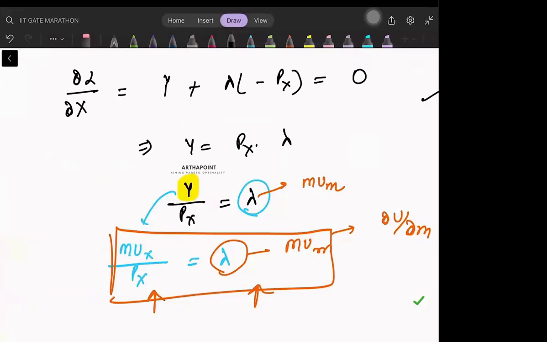Okay. Ma'am? Yes. Ma'am, here we will calculate the X and Y values and then put them in, and then we will find the marginal utility with respect to money.